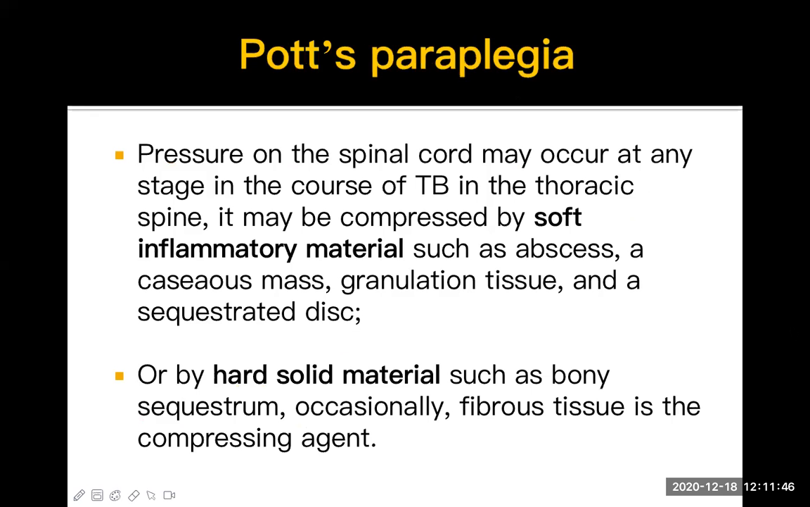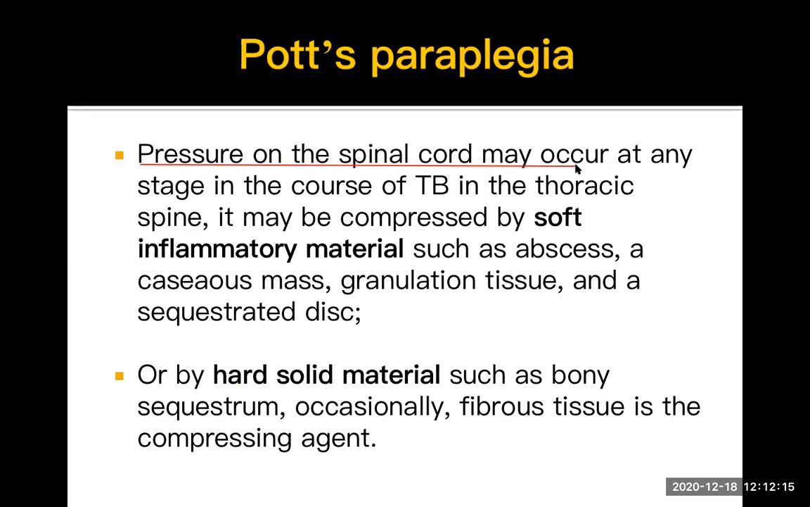Now, what is Pott's paraplegia and why does it occur in a case of tuberculosis of the spine? And what are the clinical features? Let us talk about it. It's a part of this lecture. Now, Pott's paraplegia occurs when there is a pressure on the spinal cord. But what is the mechanism? I'll highlight that now.